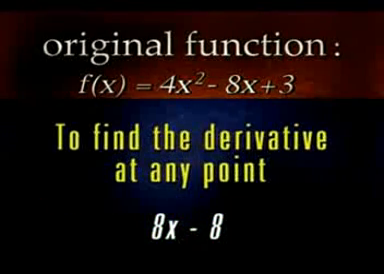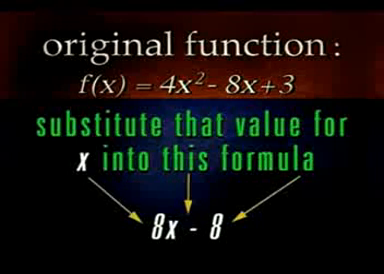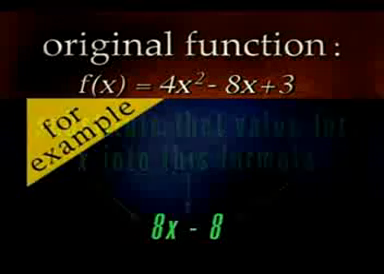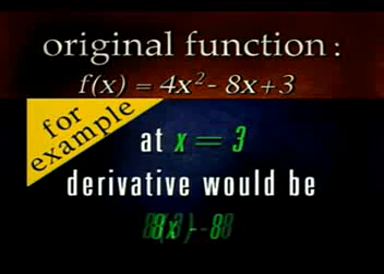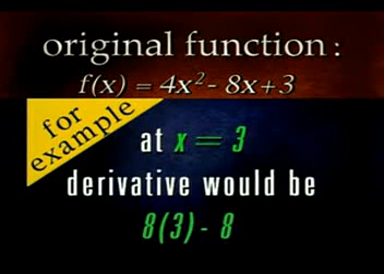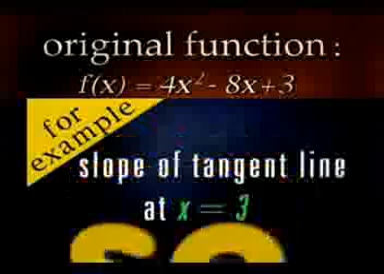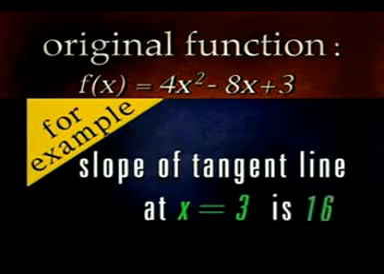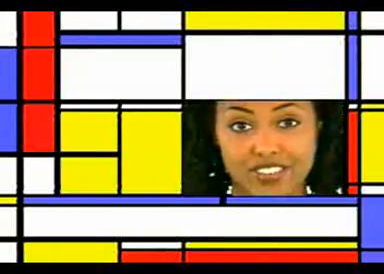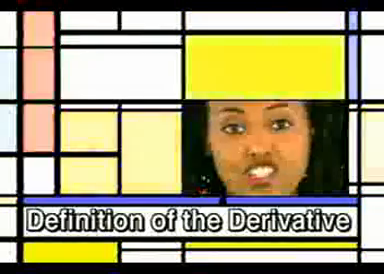To find the derivative at any point, just substitute that value for x into this formula. For example, at the value x equals 3, the derivative would be 8 times 3 minus 8, which equals 16. So, the slope of the tangent line at x equals 3 of the function 4x squared minus 8x plus 3 is 16. Okay, let's go back over this derivative stuff, starting with the definition of the derivative.